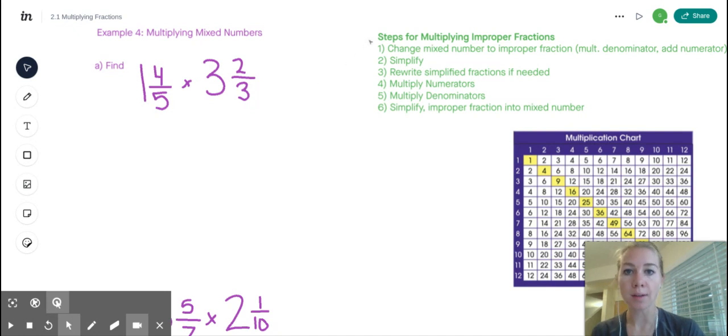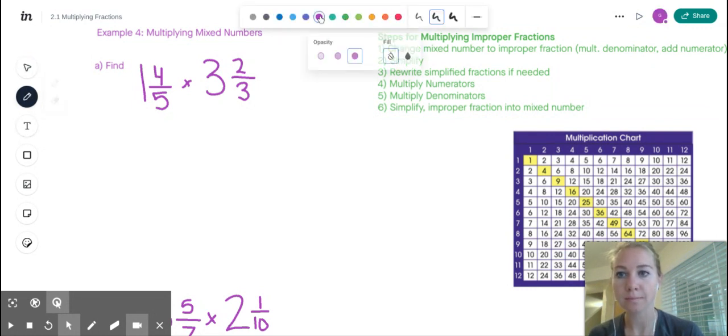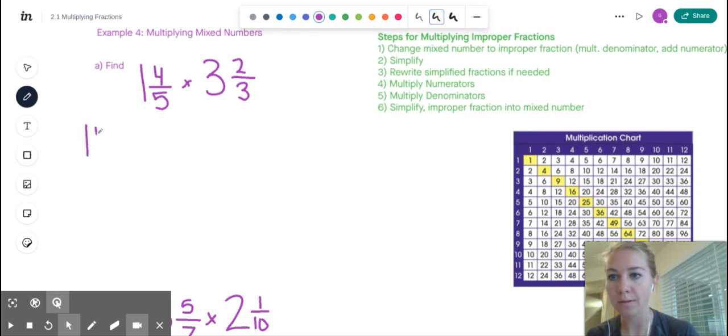Okay, step 1, change mixed number to improper fraction. So the first thing I'm going to do is rewrite our first mixed number, which is 1 4/5, and get it by itself, just so it's nice and neat here. Okay, so to change a mixed number to an improper fraction, we're going to multiply the denominator, it's my little multiplication dot, and we're going to add the numerator.